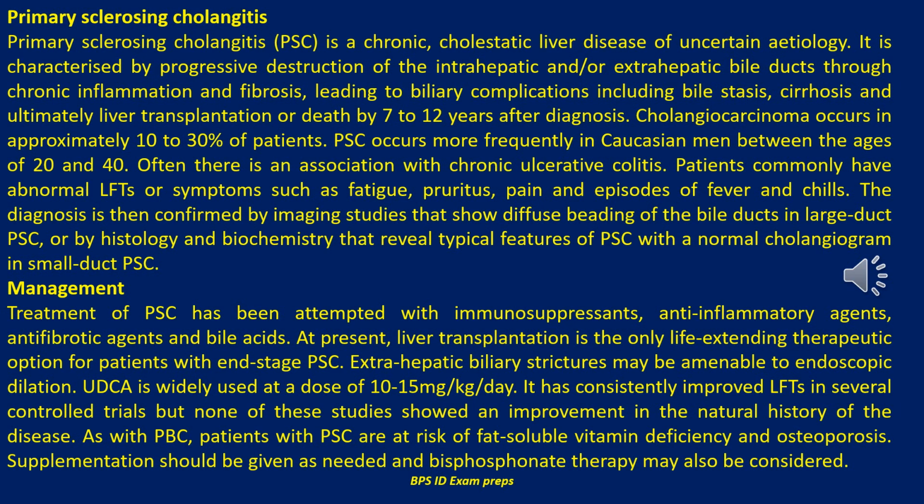UDCA is widely used at a dose of 10 to 15 mg per kilogram per day. It has consistently improved LFTs in several controlled trials, but none of these studies showed an improvement in the natural history of the disease. As with PBC, patients with primary sclerosing cholangitis are at risk of fat-soluble vitamin deficiency and osteoporosis. Supplementation should be given as needed and bisphosphonate therapy may also be considered.